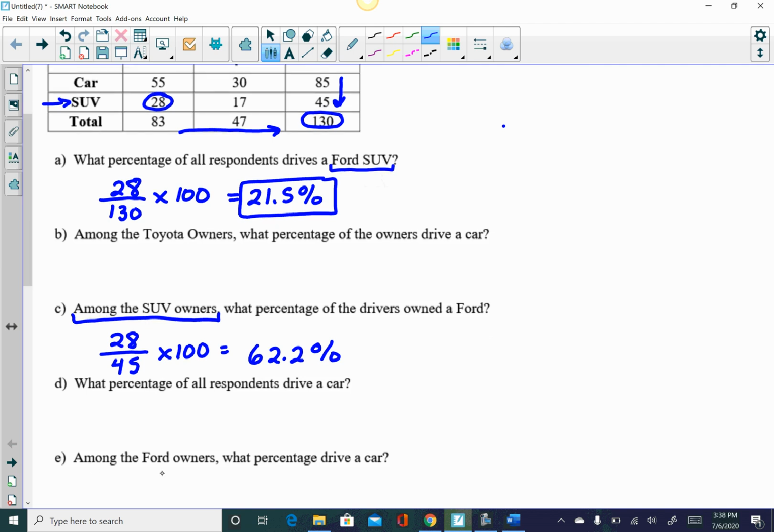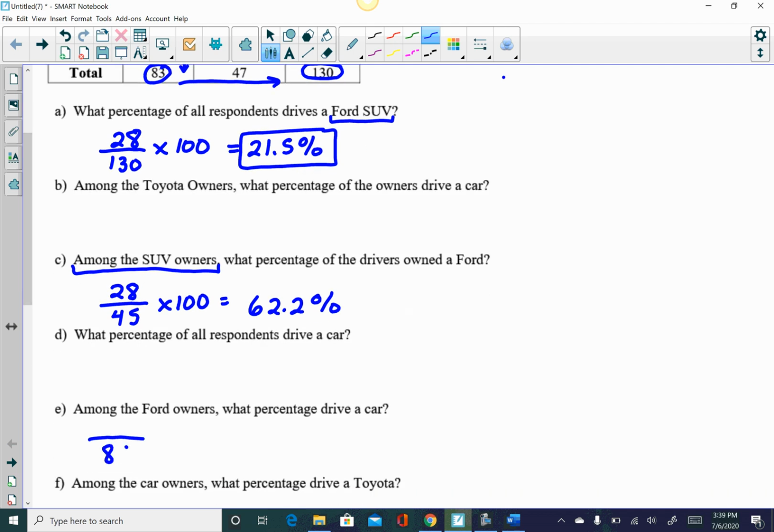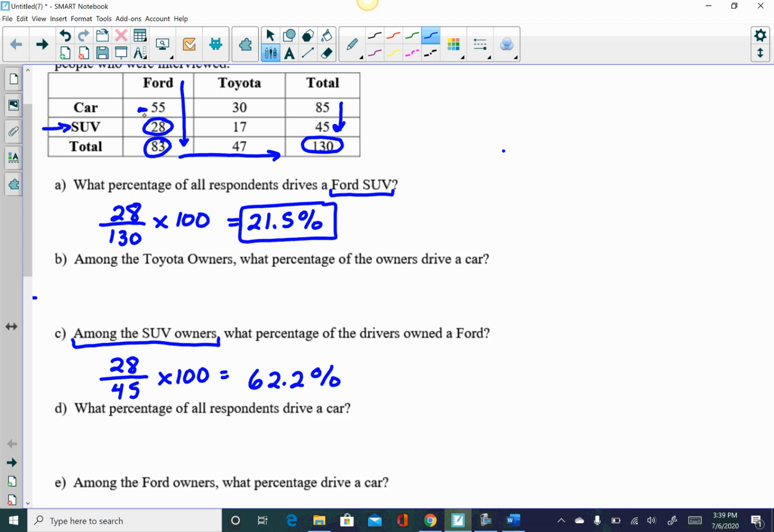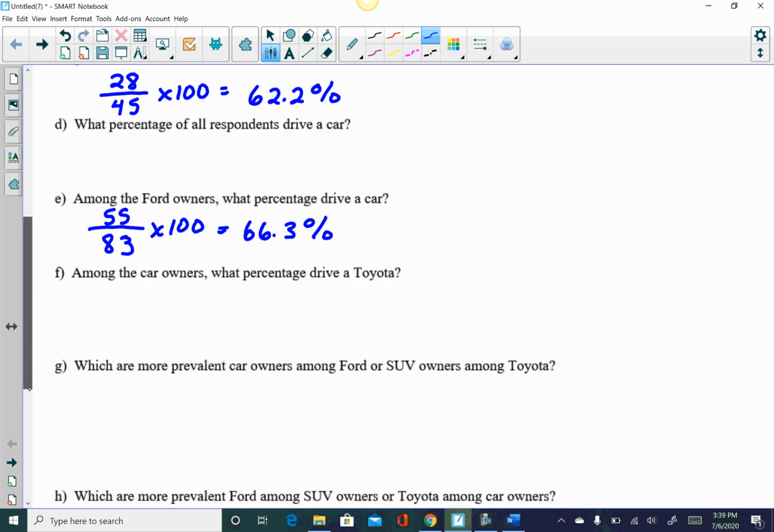Okay. And then let's do E. E says, among the Ford owners, so that's going to be my denominator, how many total Ford owners do I have? So looking up here in your table, you get total amount of Ford owners. You've got to follow it all the way down. That's the 83 here. So put that on the bottom. What percent drive a car? So that was 55 up there for driving a car, right here. So then I have 55 over 83 times 100, and that should put you at 66.3%.